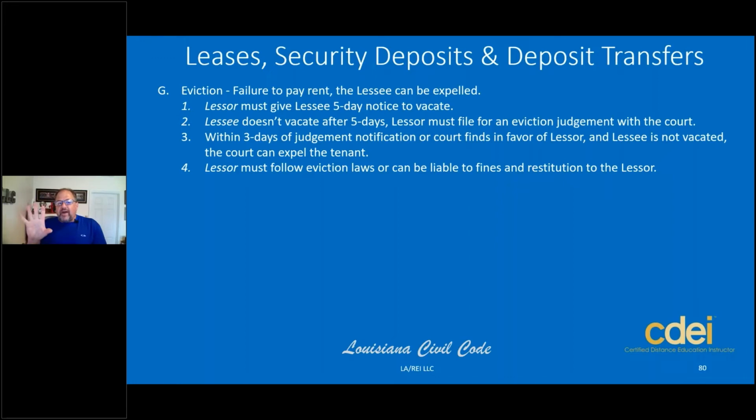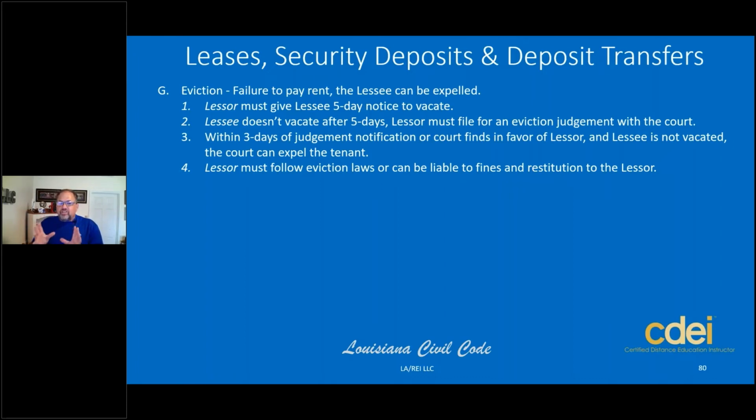So you have to give a 5-day notice to vacate. That's required. And then if they don't get out, you have to go to the city court and get an eviction judgment in court, right? And then there's another 3-day time period within those 3 days of filing the notification, or let's say the tenants do go to the city court and get heard on their case. And if the judge finds in favor of the lessor, that's the landlord, again, and they still don't vacate, then that's when the court can expel them using law enforcement, okay?